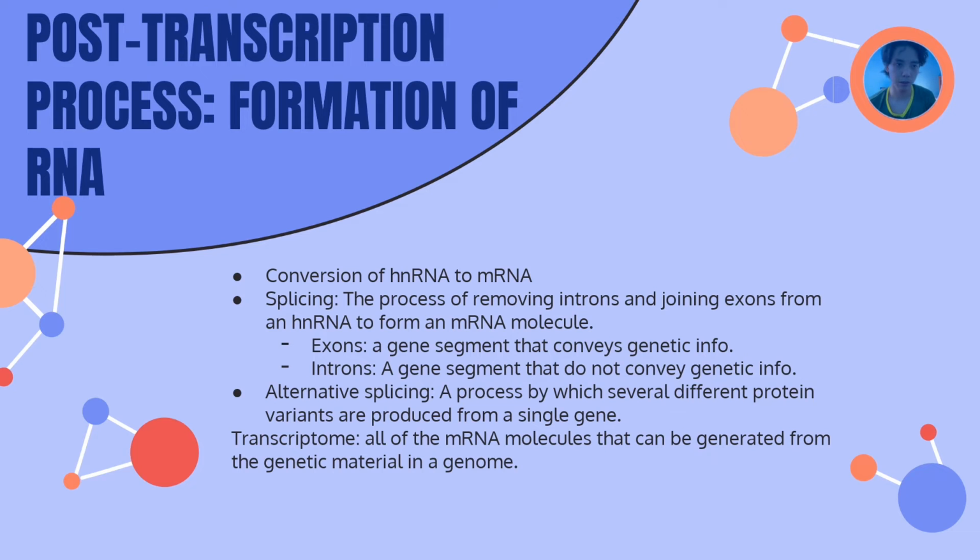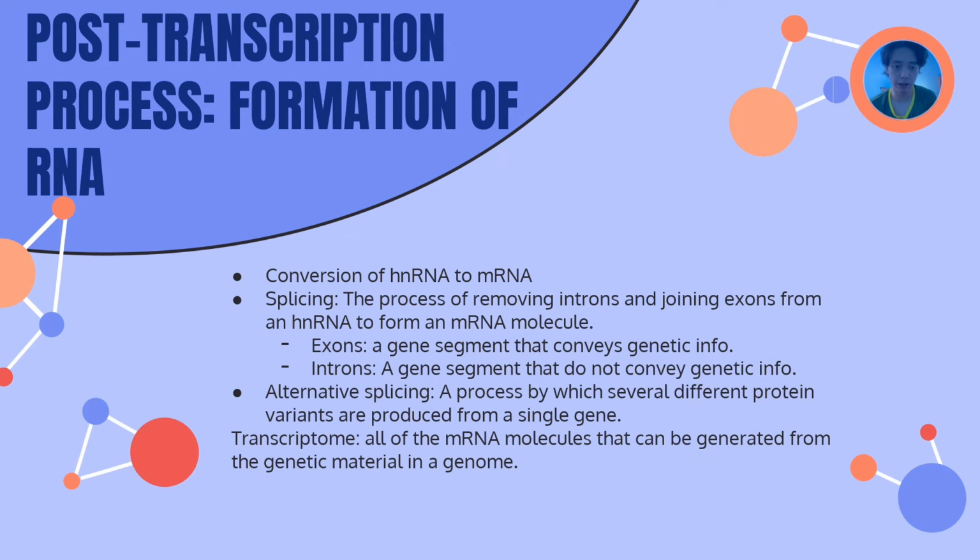Next is post-transcription processing, or the formation of mRNA. The RNA produced from a gene through transcription is hnRNA, the precursor for mRNA. So post-transcription is just the conversion of hnRNA to mRNA. In this processing, certain portions of the hnRNA are deleted and the retained parts are then spliced together. This process leads us to the concepts of exons and introns.